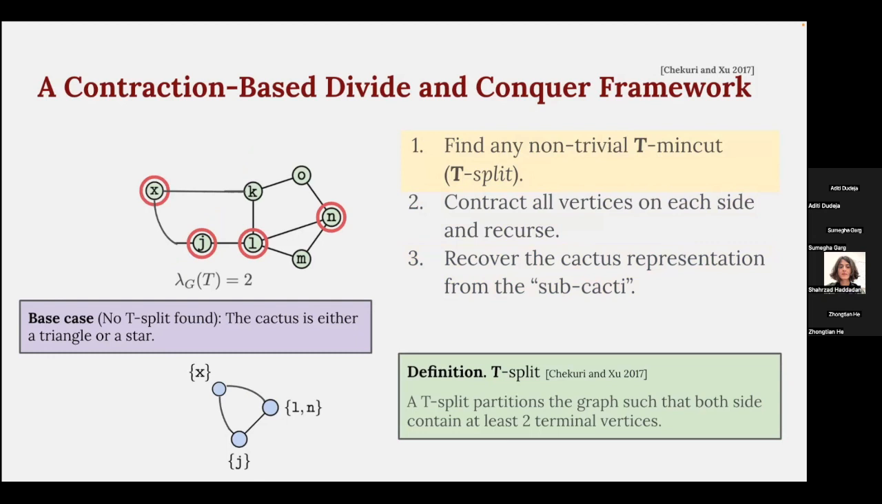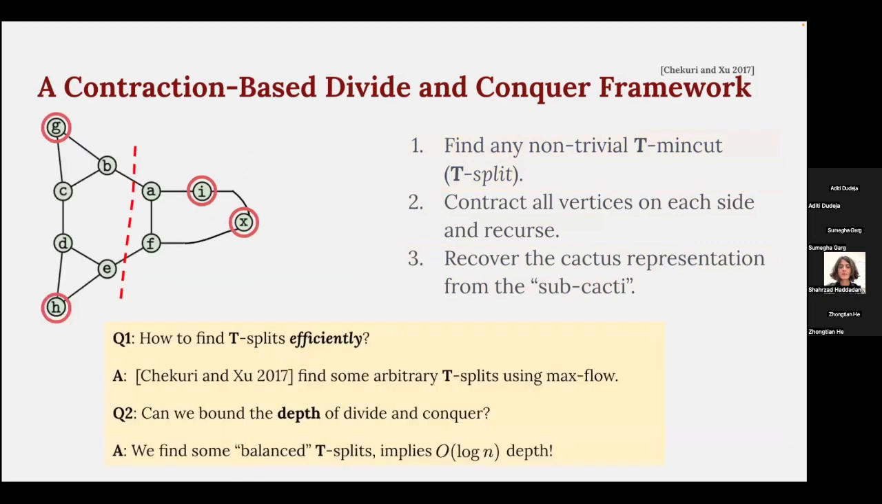All right, this is a framework, but it's not efficient, right? If you find an arbitrary T mean cut, then it doesn't guarantee polylog depth for the divide and conquer. What the previous work does is just find some arbitrary T-splits using the Maximal call. And here we want to bound the depth, in the sense that we want to find some balanced T-splits. Okay. So this is our goal.